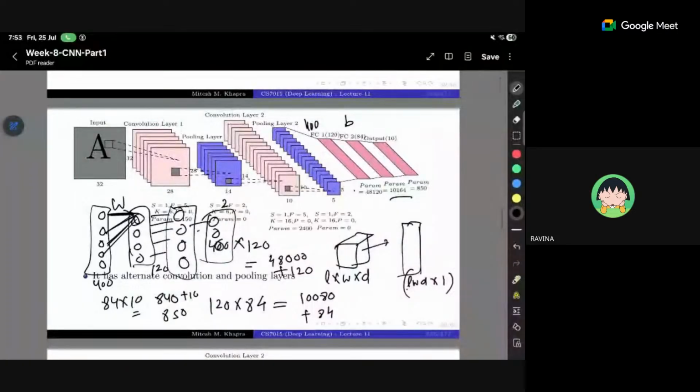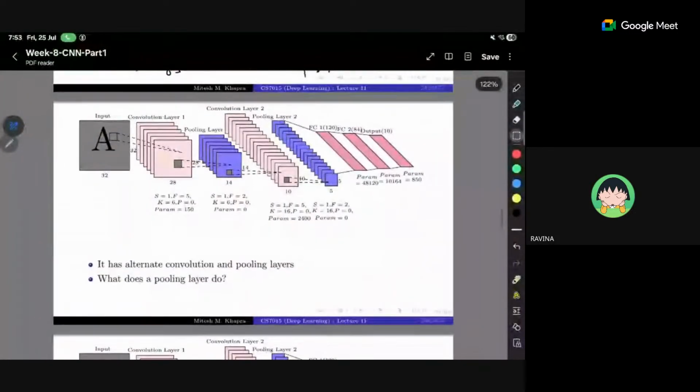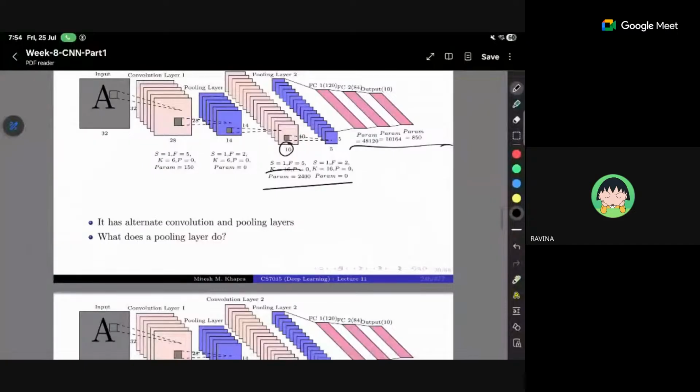Anywhere you have confusion in this? Can you do the calculation of parameters here? Output size, anything? Can you do this? Any calculation required here? Parameters, output size, filter, how the output is coming out, anything? Everything is fine? Yes, sir. Fine, sir. Okay. So this is how you'll get the output.